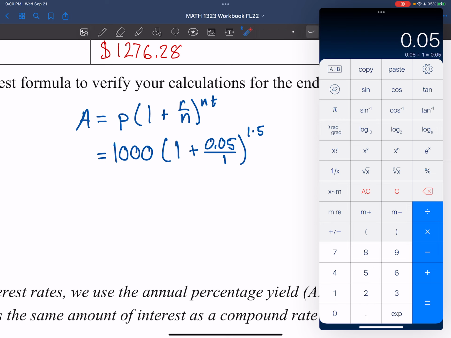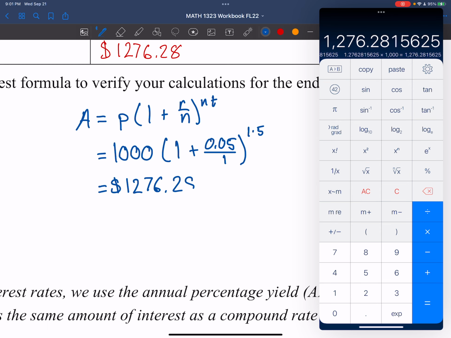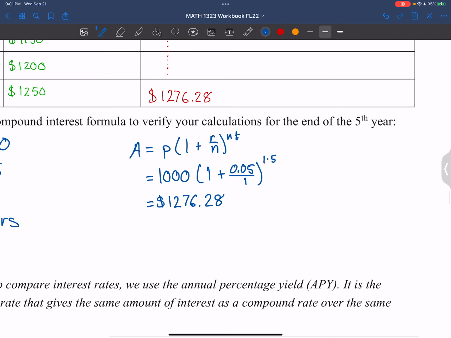Add 1, hit equal to. That's done. Raise it to the 5th power, so x to the n, or you might see a caret button or something like that. So raise that to the 5, and then now multiply it by 1,000. So you see, you get the $1,276.28, which is the same value we got right here.